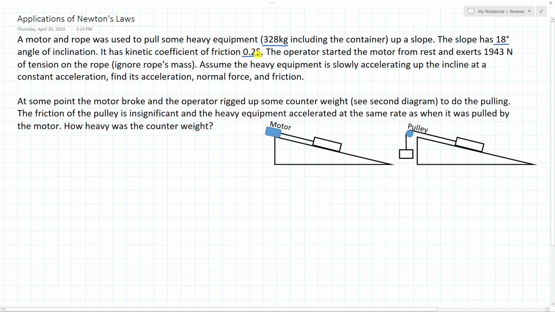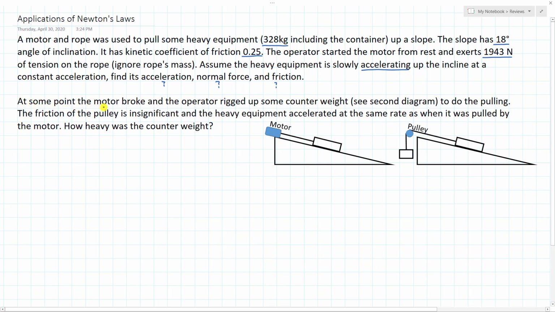The operator started the motor from rest and exerts 1943 newtons of tension on the rope. Ignore the rope's mass. Assume the heavy equipment is slowly accelerating. Okay, so we know it's accelerating up the inclined plane at a constant acceleration. So find the acceleration, find normal force, find friction. So that's part one. And let's take a look at part two.